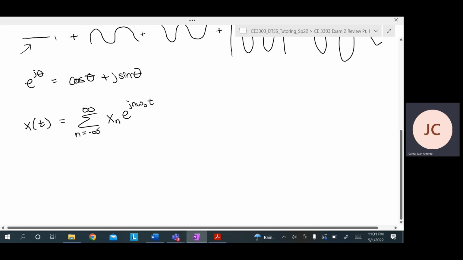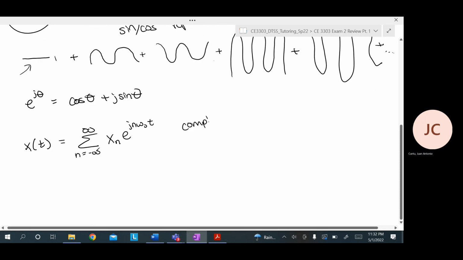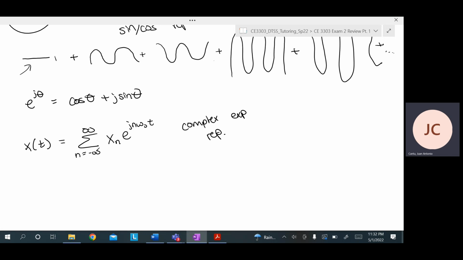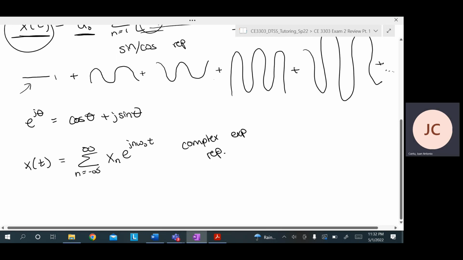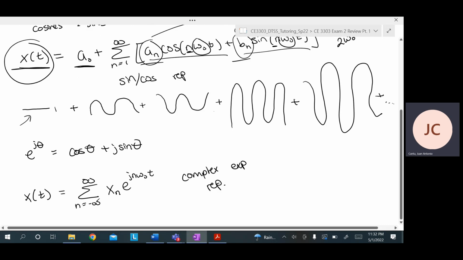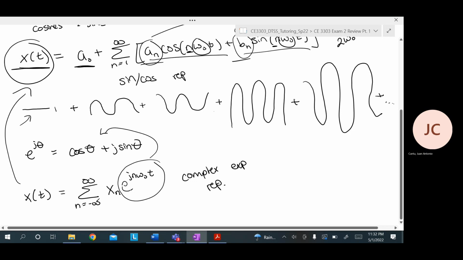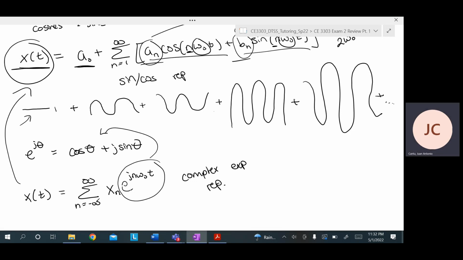Now, if we look at this complex exponential form, complex exponential representation, okay? Remember, a complex exponential is just another way of writing sines and cosines. It's all you need to worry about for now. So if we look here, this is actually doing the exact same thing as what we saw above, okay? If we just think of this as cosine plus j sine theta, we are summing cosines and sines together. And x sub n is simply the weight of that, okay?